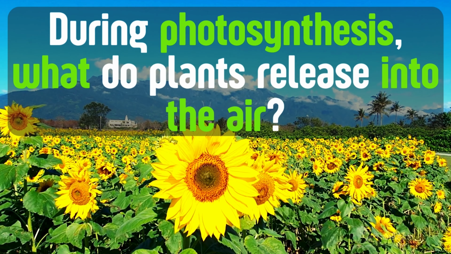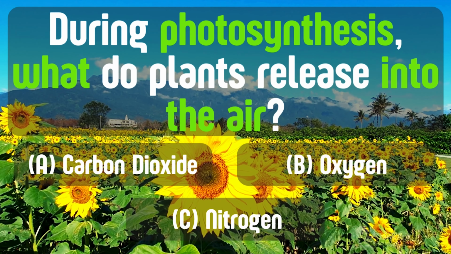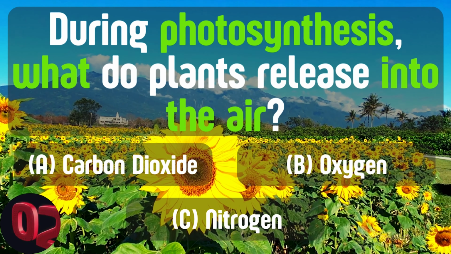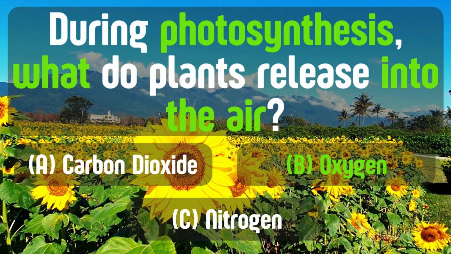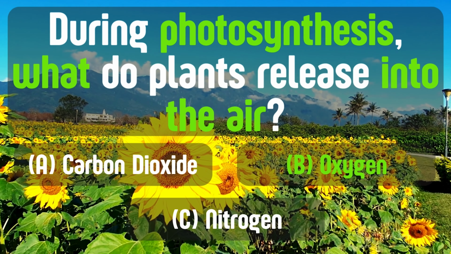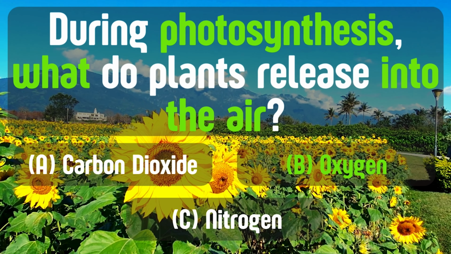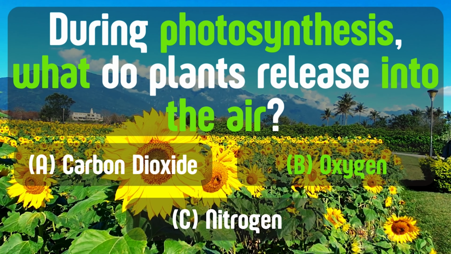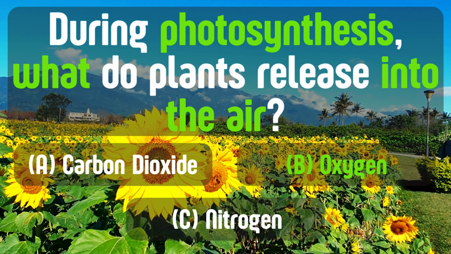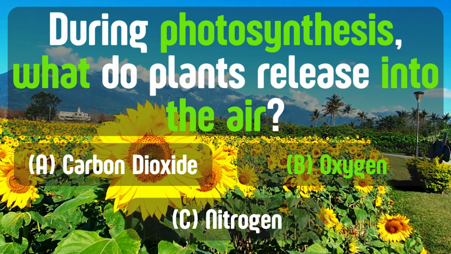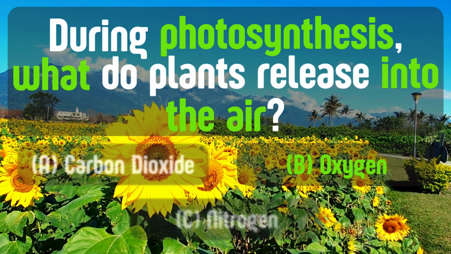During photosynthesis, what do plants release into the air? The answer is option B, oxygen. Plants use photosynthesis to capture carbon dioxide and then release half of it into the atmosphere through respiration. Plants also release oxygen into the atmosphere through photosynthesis.